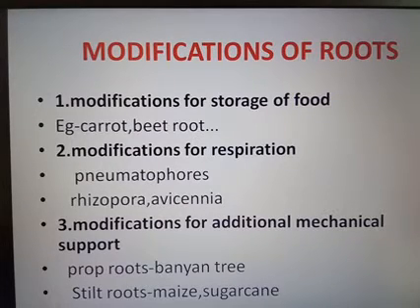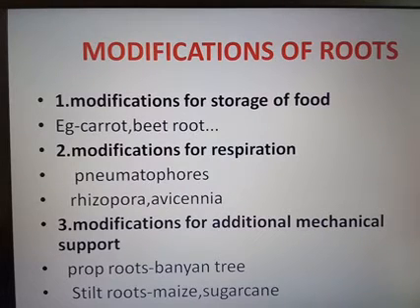Next is modification for respiration. The respiration occurs with the help of some roots. The name of this type of roots is pneumatophores. Normally the roots are seen under the ground, so that shows positive geotropism, that means they grow towards the gravity of the earth. But here the pneumatophore roots are seen above the soil level, which means they show negative geotropism.